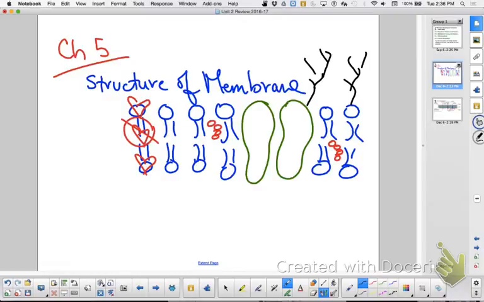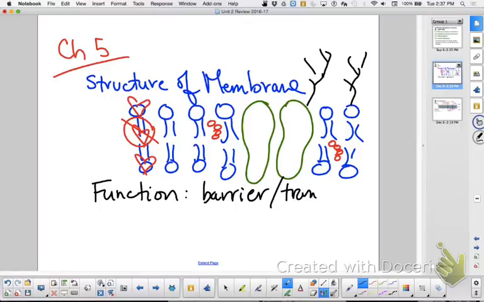When I talk about the function, it is to be a barrier, but also it allows things to pass. So on function, it's both a barrier and it allows for transport in and out of the cell. So we've talked about the barrier part. Let's talk about the transport part. What are all of our options as far as transport goes? Straight through the phospholipid bilayer. Channels. Carriers. Or whole membrane. Yeah, whole membrane. So you could talk about each of those topics as well.